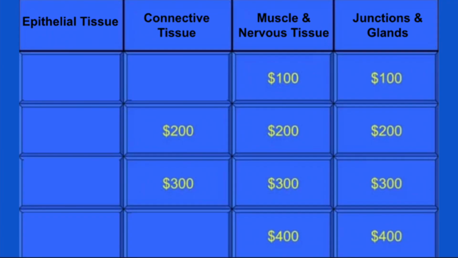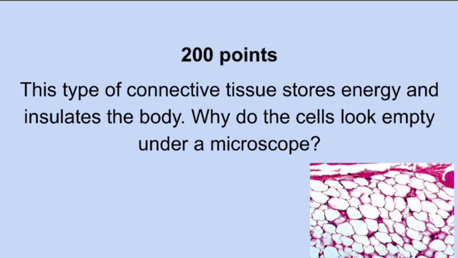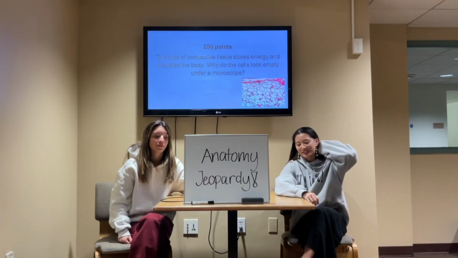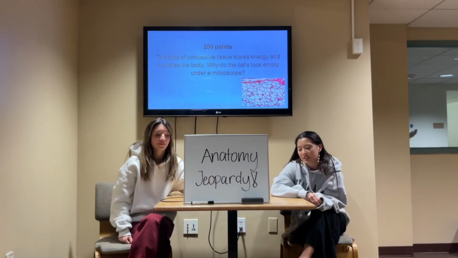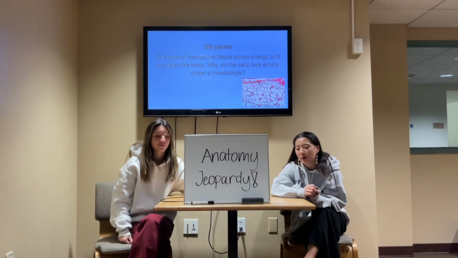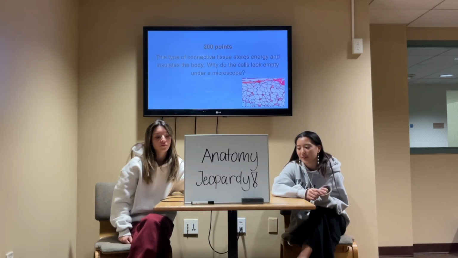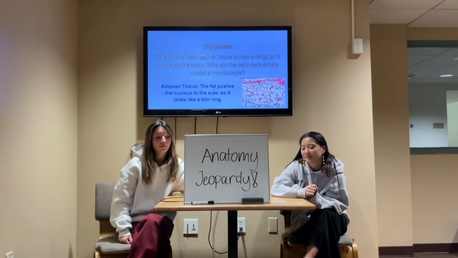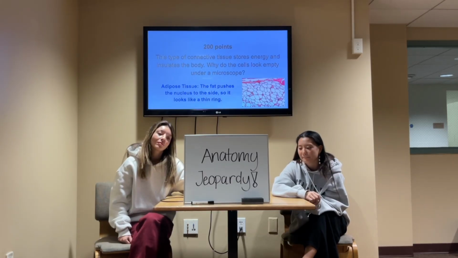For 200 points, this type of connective tissue stores energy and insulates the body. Why do the cells look empty under the microscope? That's adipose tissue. The fat pushes the nucleus to the side, so it looks like a thin ring. It almost looks like simple squamous cells, but they are not the same. Excellent. The large vacuole stores a great energy reserve.